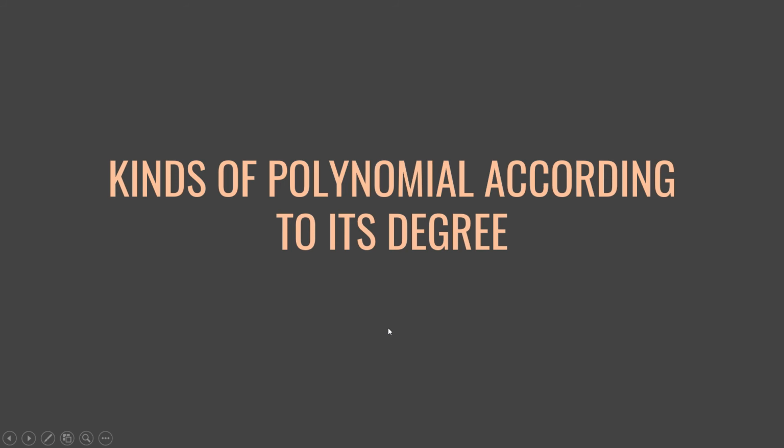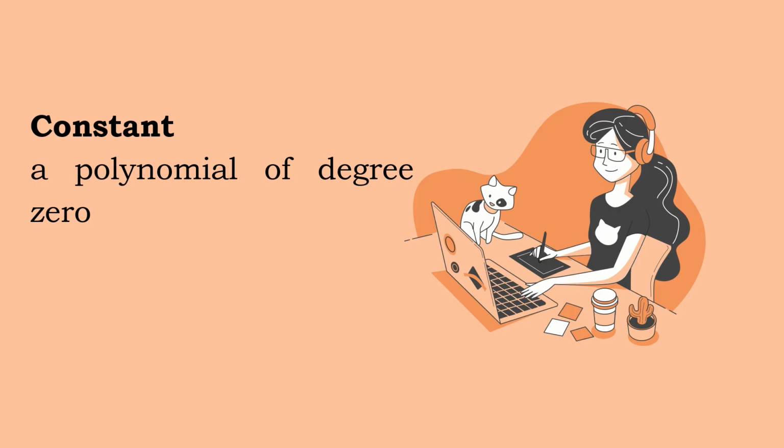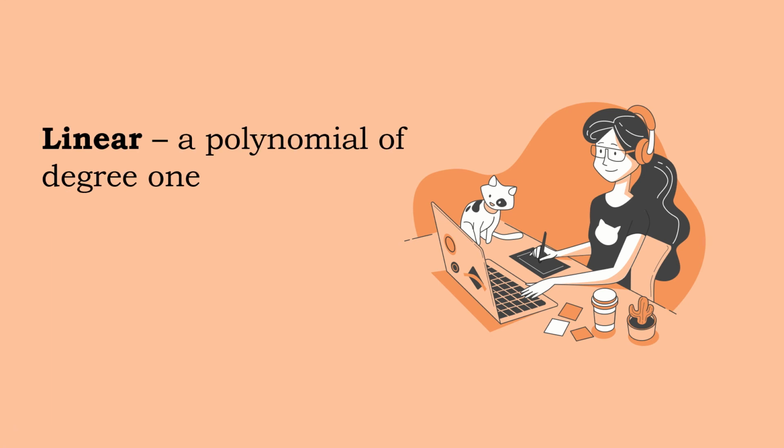So, kinds of polynomial according to its degree. Earlier, it was kinds of polynomial according to its terms. This time, according to its degree. We have here a constant, a polynomial of degree 0. For example, 4x squared plus 16x plus 16. The constant here is 16. Linear, a polynomial of degree 1. For example, 2x raised to 1 plus 1.